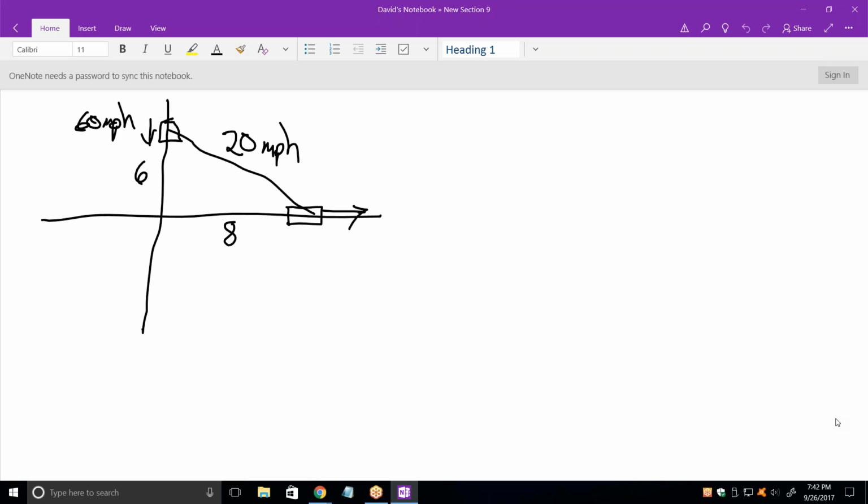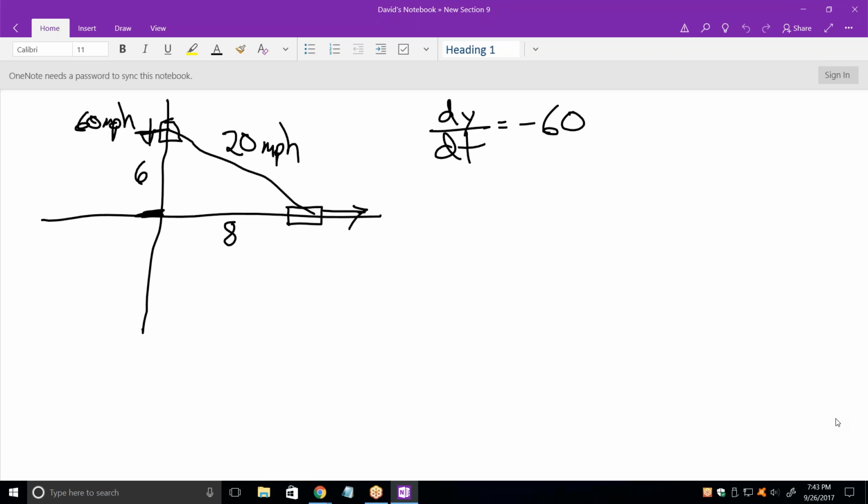So, give me the equation that fits this model. Let's start with the givens. They gave us dy dt. What is dy dt? 60. Positive or negative? Negative. Correct. They're getting closer and closer to that intersection. So this distance, the y distance, is decreasing as they go to the intersection.